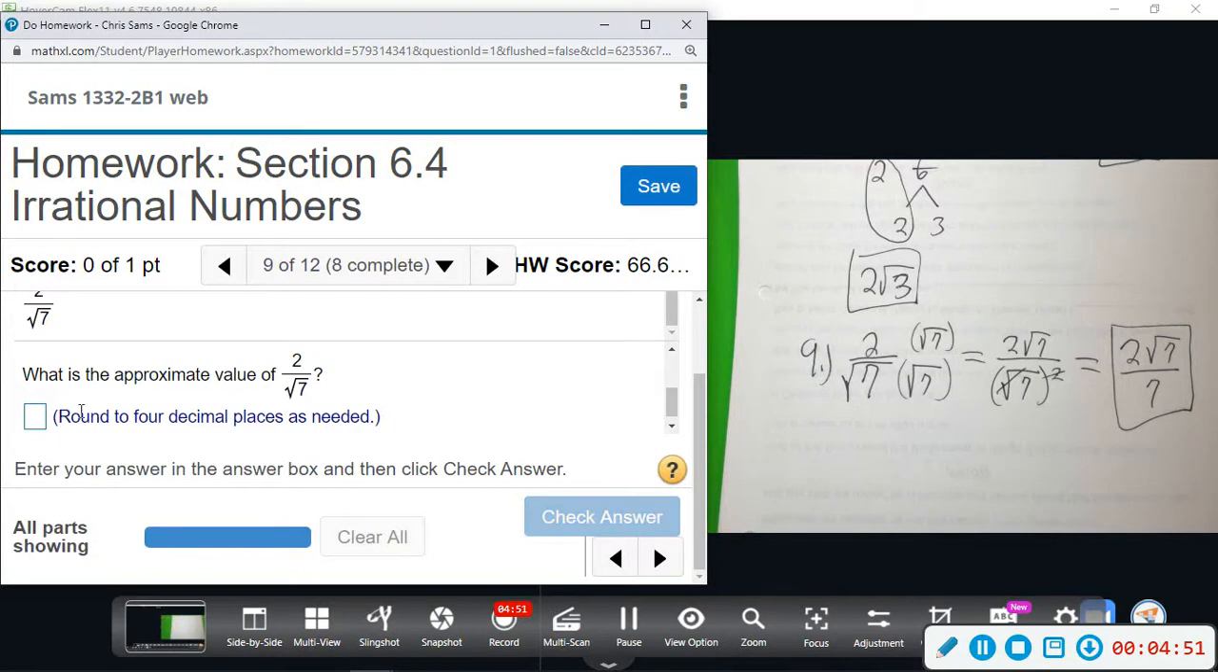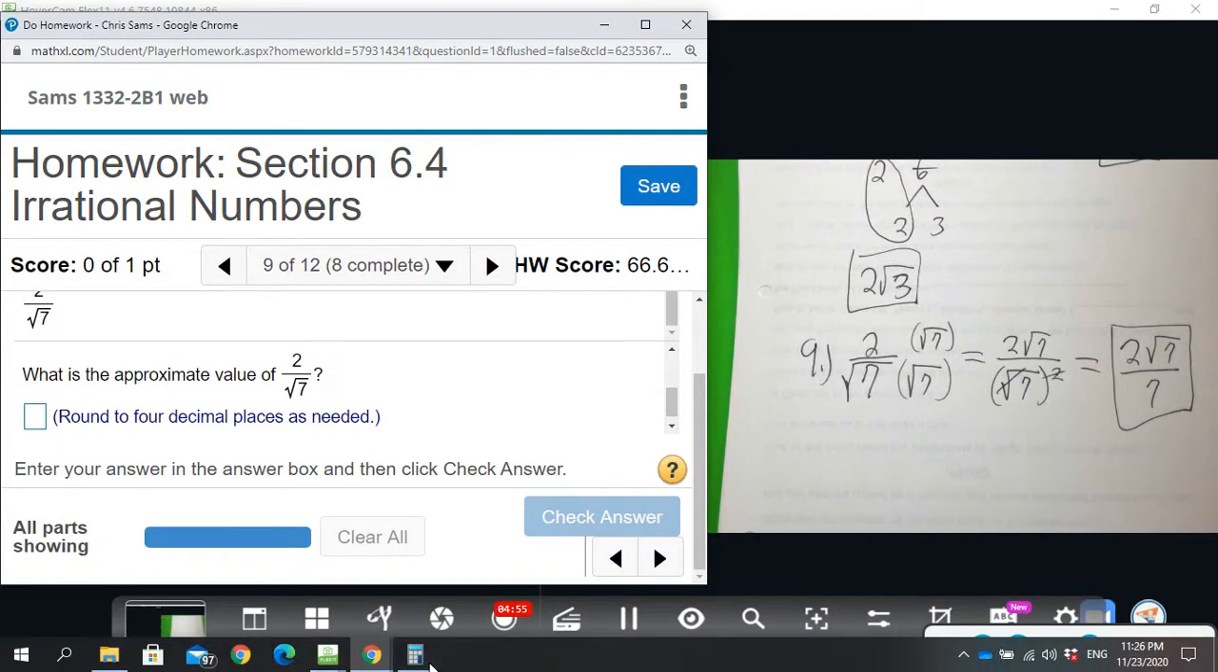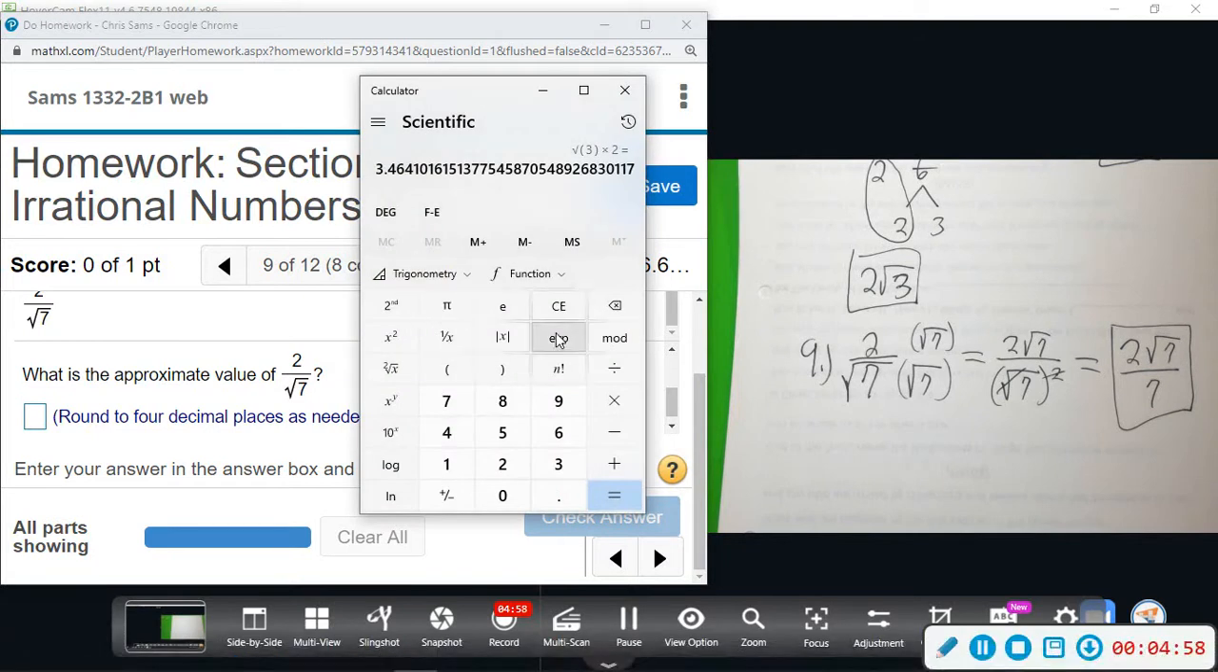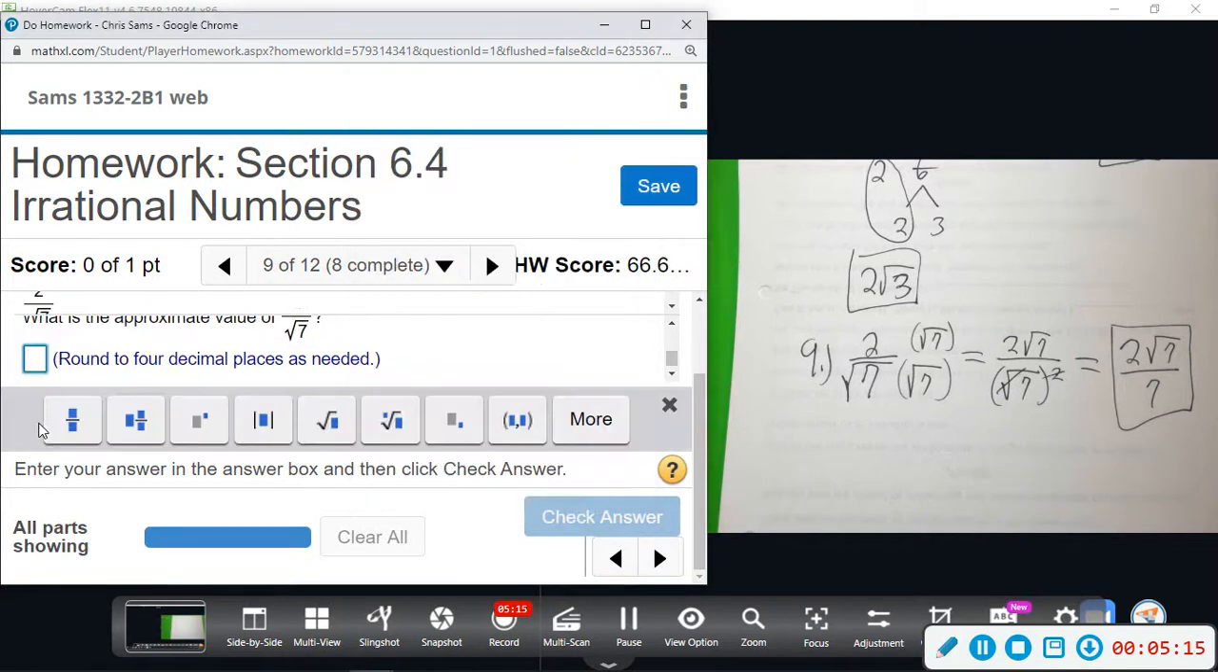Alright, and now we're going to round. What's the approximate value to 4 decimal places? We can just type it in as it originally was: 2 divided by the square root of 7, and we get 0.7559, and it won't round up, so 0.7559.